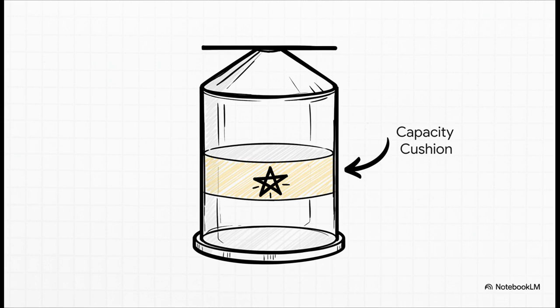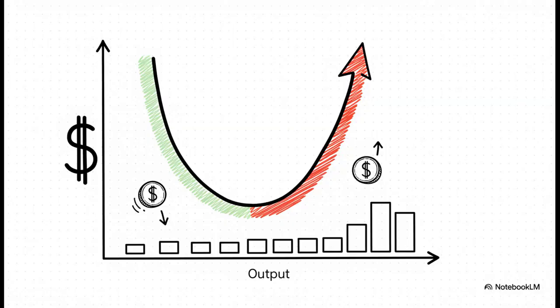In English, a capacity cushion is the amount of capacity you hold back in reserve, just in case you get an unexpected surge in demand. It's your safety net. So, how does capacity relate to your costs? Well, it's through something we call economies of scale.